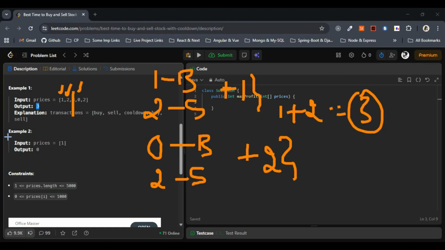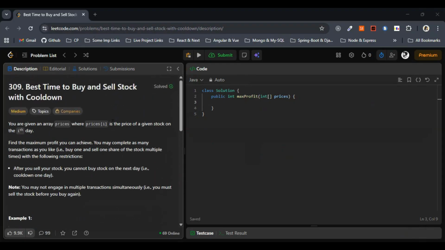Same goes with example 2 as well, right? We have only one day, we can buy but we cannot sell at all. So in that case the output will be 0, profit is 0 here. This is fine, easy peasy.